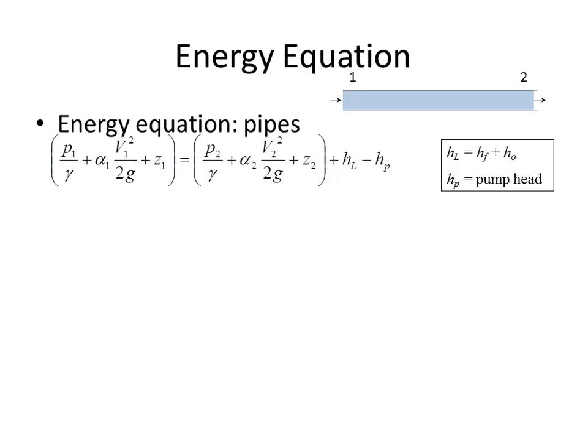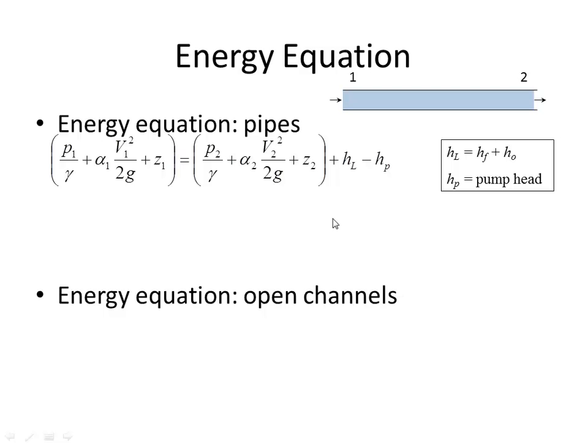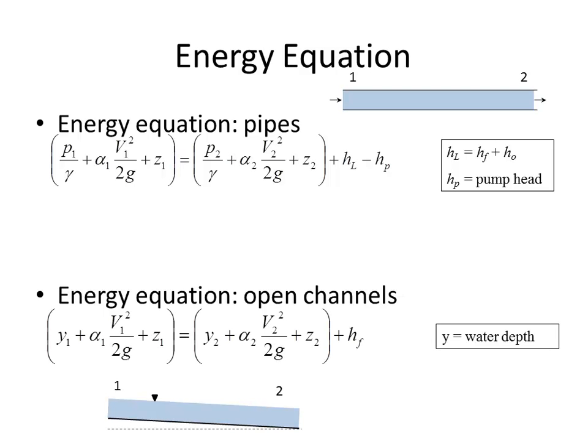The energy equation in pipes, remember, is pressure head, velocity head, and elevation above the datum at 1 versus 2. The pump is over on the left-hand side, and the head loss is on the right-hand side. We've subtracted the pump from the left, I'm sorry, from the right. In open channels, the energy equation substitutes depth for the pressure, and there's no pump.